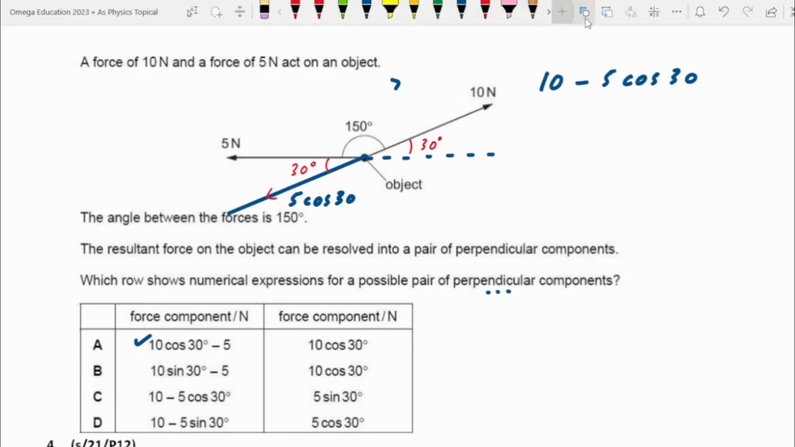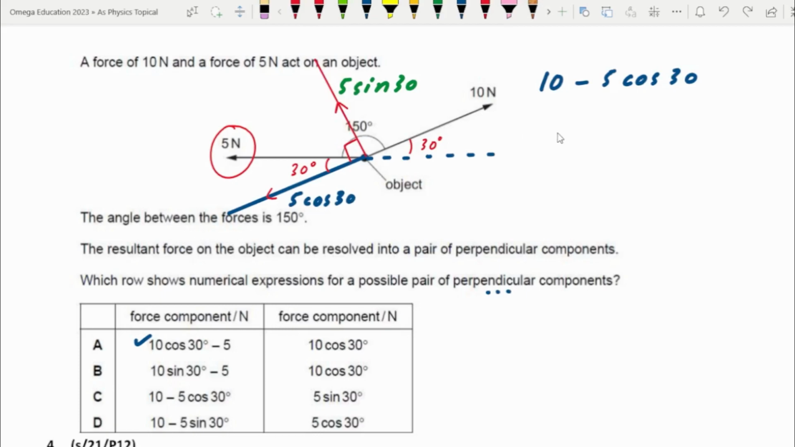Then there would be another component. Since we have to find the vertical components, the second component would be perpendicular to this one. Only then can we call it the vertical component. So the second component would be in this direction, perpendicular to this one, and it can be called one of the components of the force of 5 Newton. How much is that? 5 sine 30, because it is not with the angle directly. The second one was with the angle directly, but this one is not.